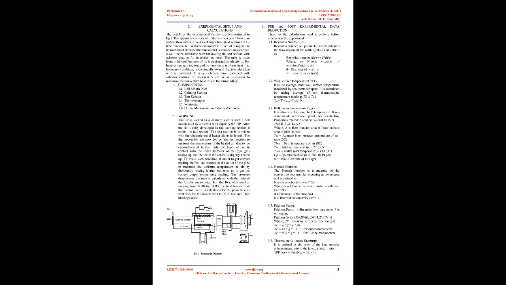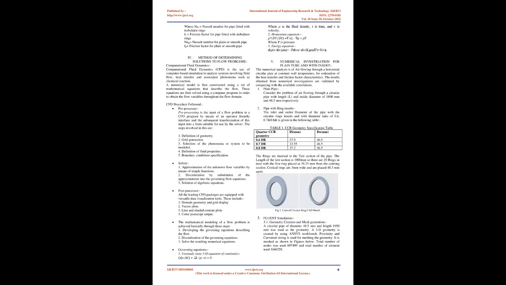2. Working. The air is sucked into a calming section with a bell mouth inlet by a blower with capacity 0.5 HP. After the air is fully developed in the calming section, it enters the test section. The test section is provided with a circumferential heater along its length. The thermocouples are provided on the test section to measure the temperature of the heated air. Due to the circumferential heater, only the layer of air in contact with the inner diameter of the pipe gets heated up and the air at the center is only slightly heated.